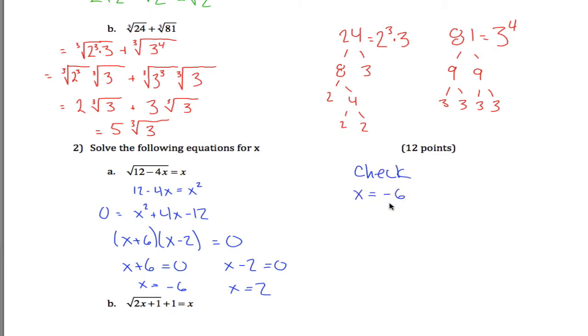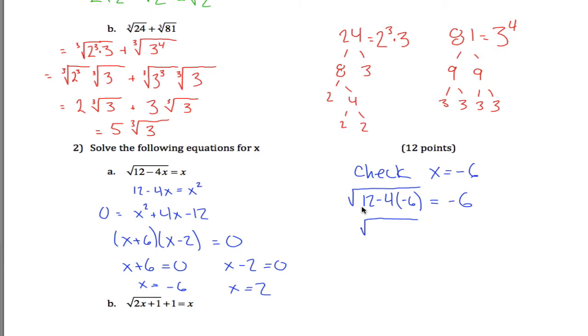Let's check x equals negative 6. Let's see, I might need a little more room. Let's write it up here. Well, if x equals negative 6, I got the square root of 12 minus 4 times negative 6. My question is, does that equal negative 6? Well, the answer is no. I can tell you it's no because there's nothing that I can take the square root of to give me a negative number. There's no way this will work.